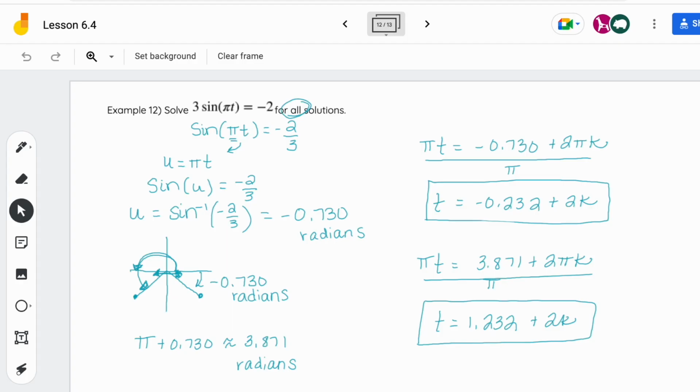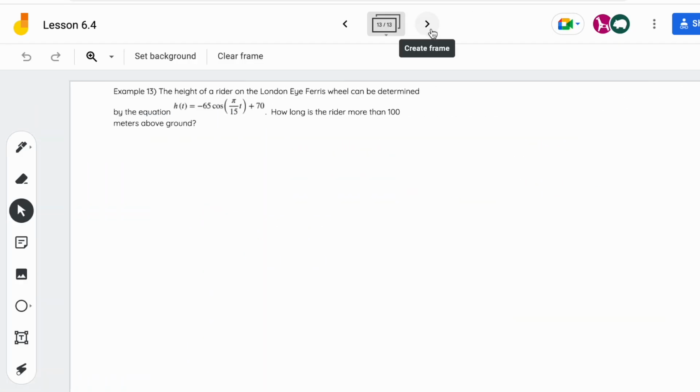And our last example, the height of a rider on the London Eye Ferris wheel can be determined by the equation the height is equal to negative 65 cosine pi over 15 times t plus 70. How long is the rider more than 100 meters above the ground?